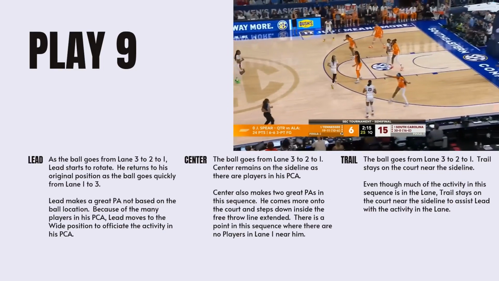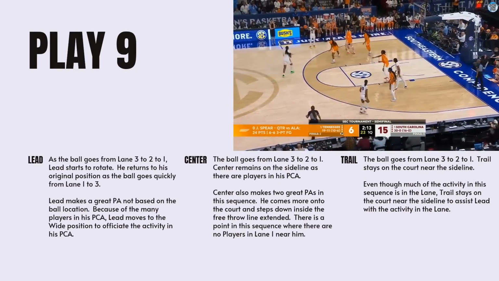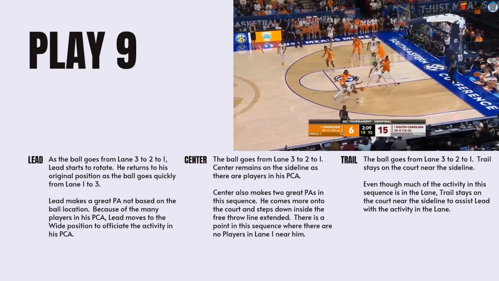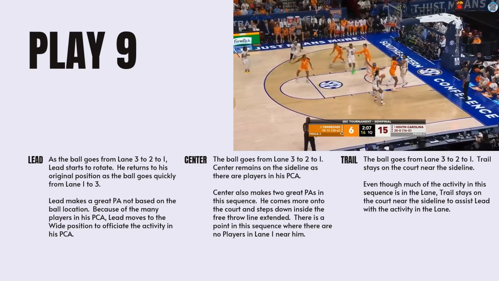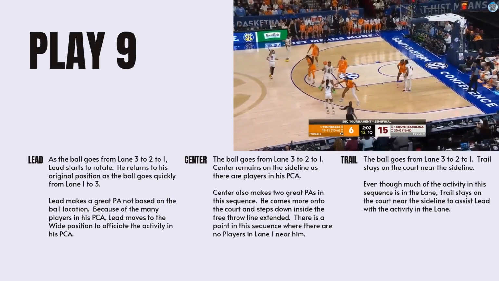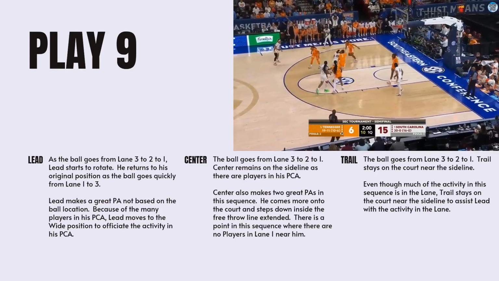Once the ball enters the front court, it will go from lanes 3 to 2 to 1, and our trail will stay on the court near the sideline. Even though much of the activity in this sequence is in the lane, trail will stay on the court near the sideline to assist lead with any activity in the lane. This is well done by our trail official.